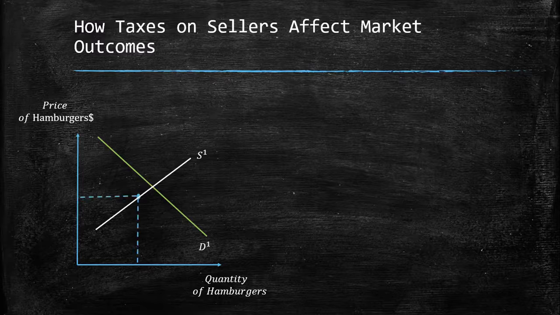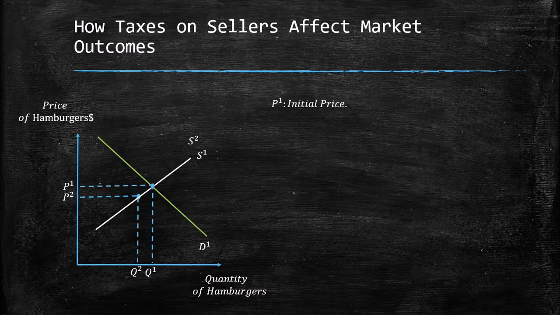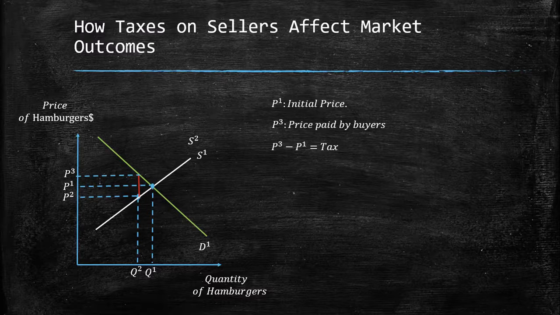So here we have the initial price, which is quantity 1 at P1. So this is the initial price, and now the tax is going to be on the sellers. So remember, when it affects the sellers, the supply is going to shift to the left. So here, this is the price. So here we have, this was the initial price, P1.